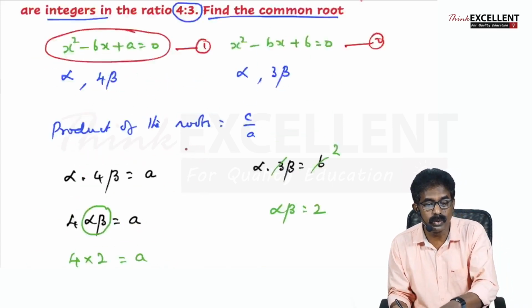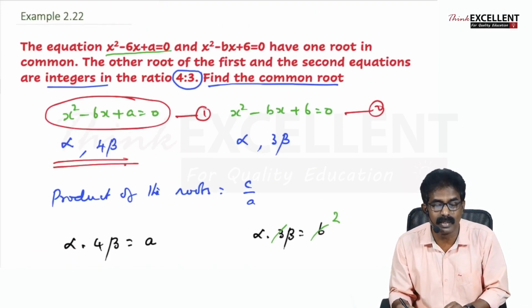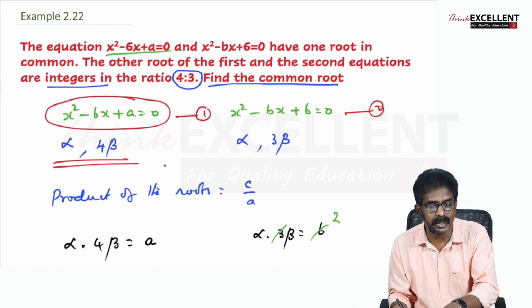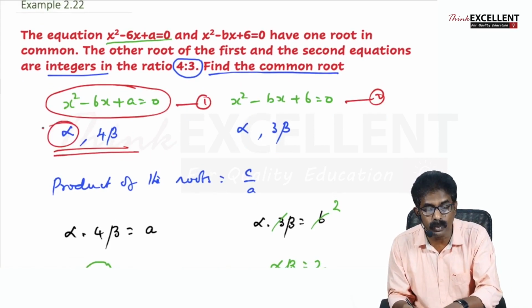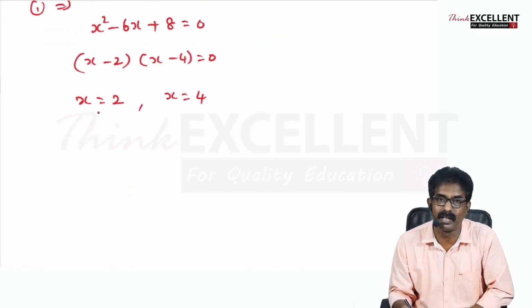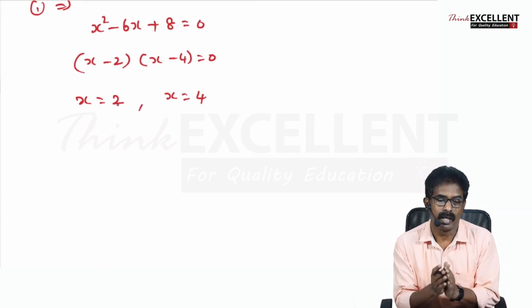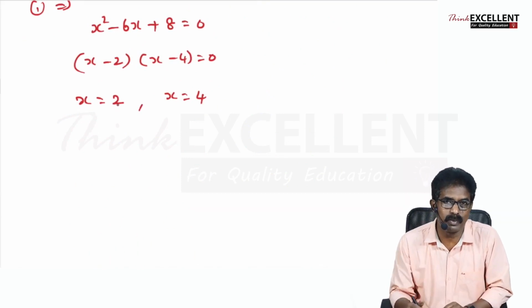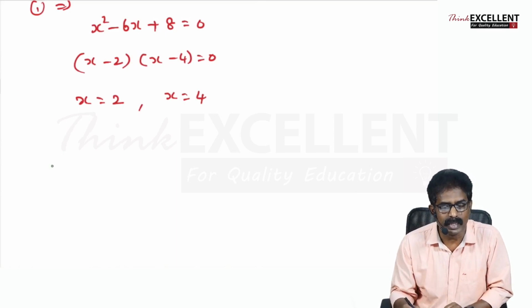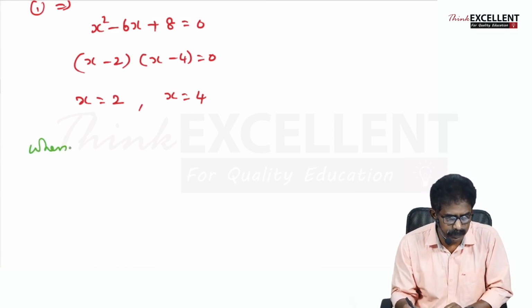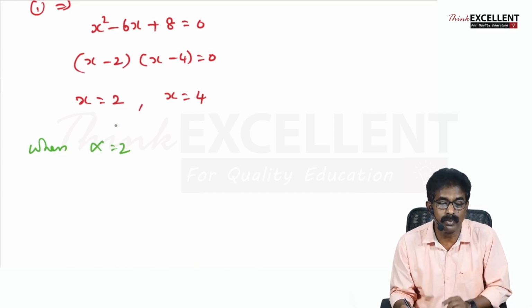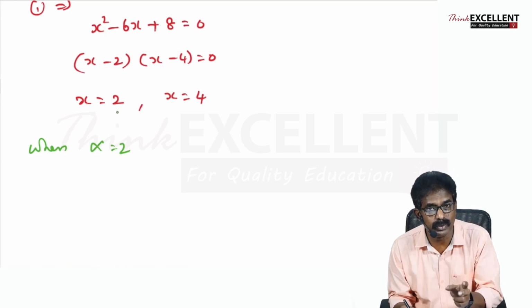So the first one's roots are alpha and 4 beta. Among these two, one of the roots is alpha. We don't know which is alpha. Whether the two roots are 2 and 4, among these two, one of the values is alpha, right? So now let us see. Suppose x equal to alpha. So alpha is either 2 or alpha is 4.